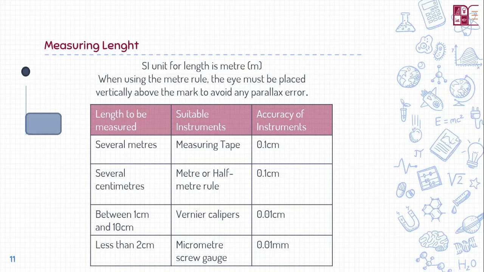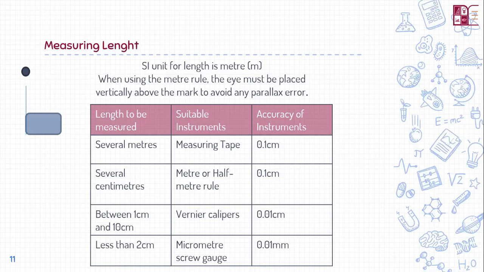Now, looking at the different instruments that we can use, these are according to the length in question. If we're supposed to measure a length of several meters, we're going to use a measuring tape, and the accuracy of that instrument is about 0.1 centimeter.